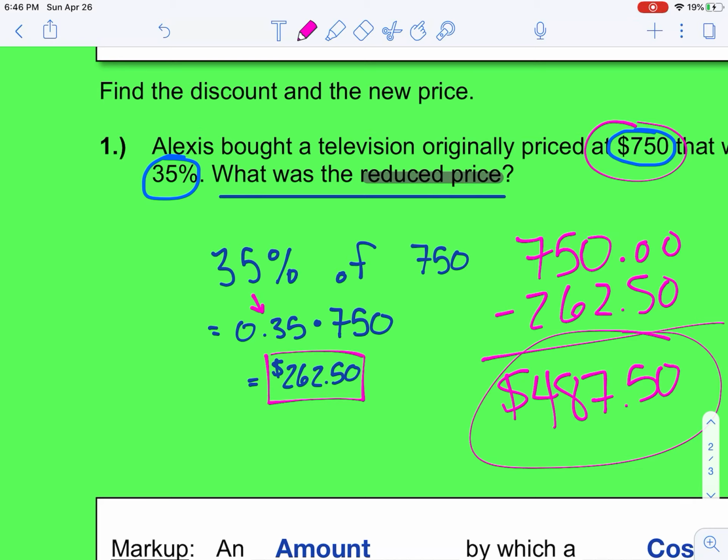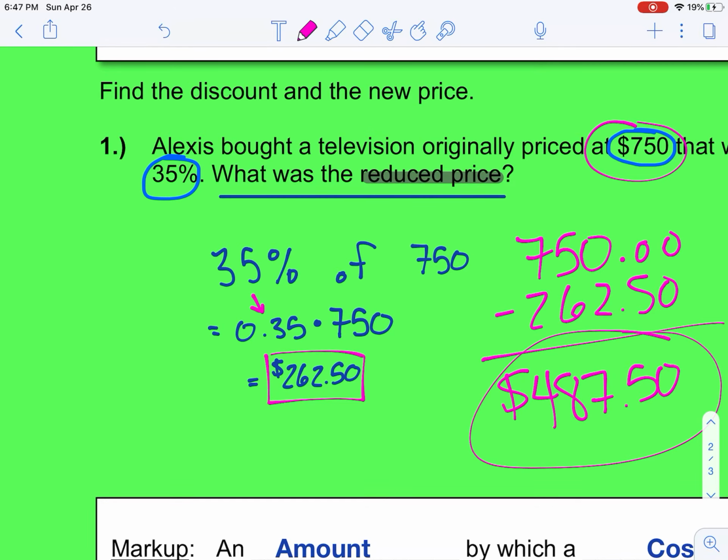So that's a perfect example of a percent decrease because we're going from $750 to $487.50. If we actually took $750 and $487.50 and plugged it into the formula that we talked about in the beginning of the lesson, we would get our percent to be 35. So that's how I would check to see if it is right.